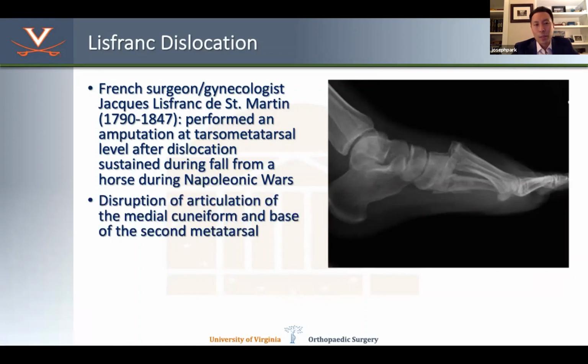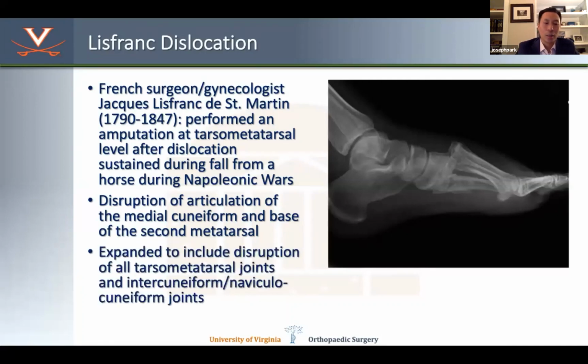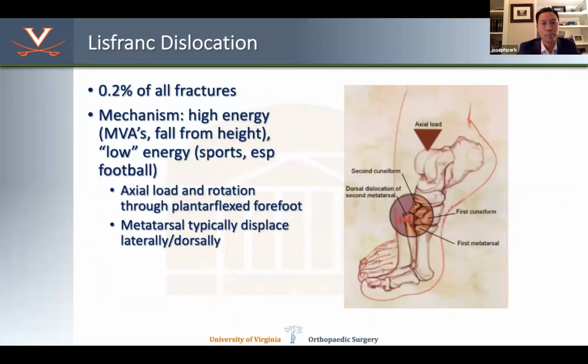Specifically, Lisfranc dislocation refers to the disruption of the articulation between the medial cuneiform and the base of the second metatarsal, but really in our literature and colloquially, it expands to include any disruption of any of the tarsometatarsal joints, and including the inner cuneiform and navicular-cuneiform joints. It's about 0.2% of all fractures.